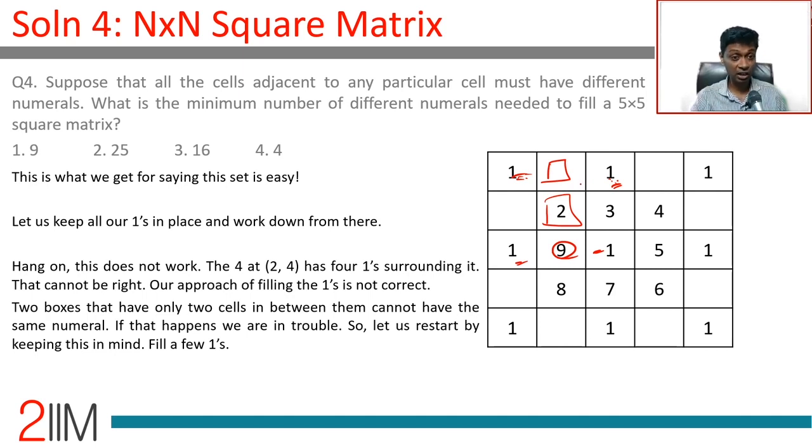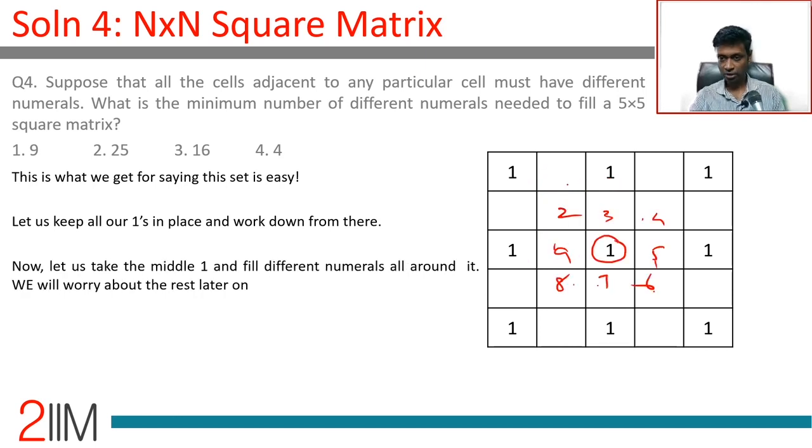Around each cell, there should be 8 different numbers. All the cells adjacent to any particular cell must have different numerals. That means if you put something here, 1, 2, 3, 4, 5, 6, 7, 8, all 8 should be different. Right. Straight away, the minimum should be 9. In any 3 cross 3, we should have 9 cells, 9 numbers. 4 is out. We should have different numbers occupying each cell. So all 8 should be different and they should be different from this number. And so 9 is the bare minimum.